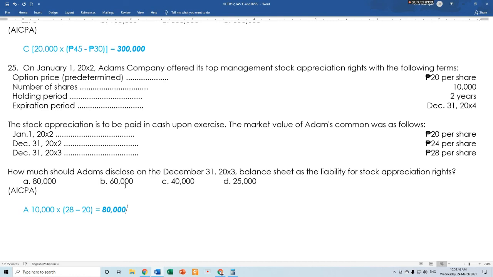Okay? Pero for cash settled share-based payment transactions, ang kailangan mong gawin ay i-remeasure mo every period end until magkaroon ng settlement. Okay? Tas lahat yan ay papasok sa P&L. Okay, so yan yung item natin for our share-based payments. Okay.